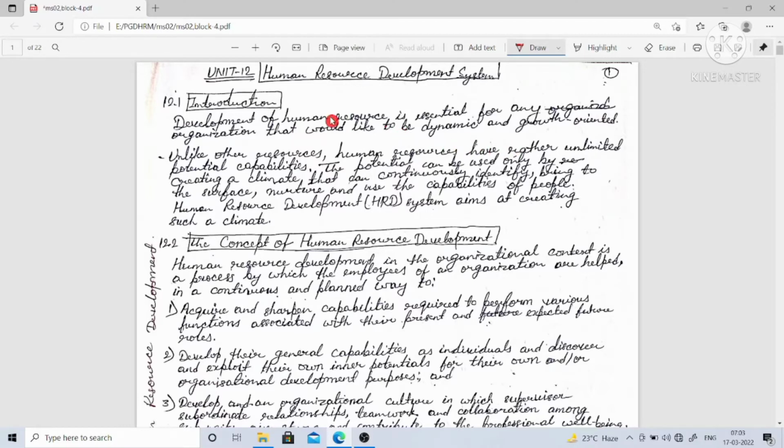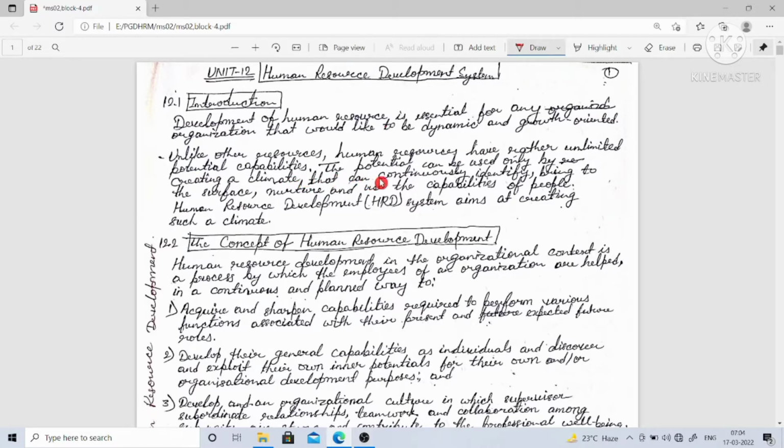Because that helps the organization to be dynamic and growth oriented. The environment changes, so the organizations should also change, and for proper changes the organization needs to develop, or you can say train, employees in accordance with the changes. These things come under human resource development. Unlike other resources, human resources have rather unlimited potential capabilities.